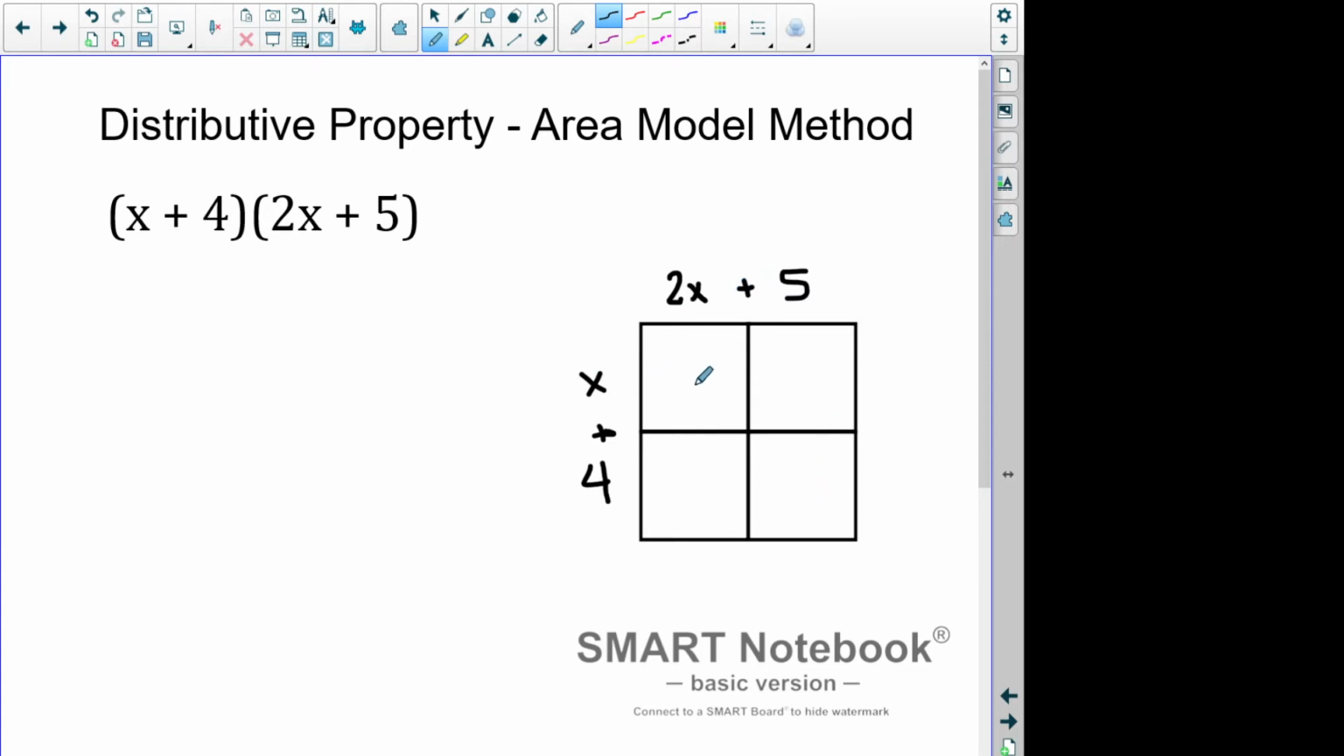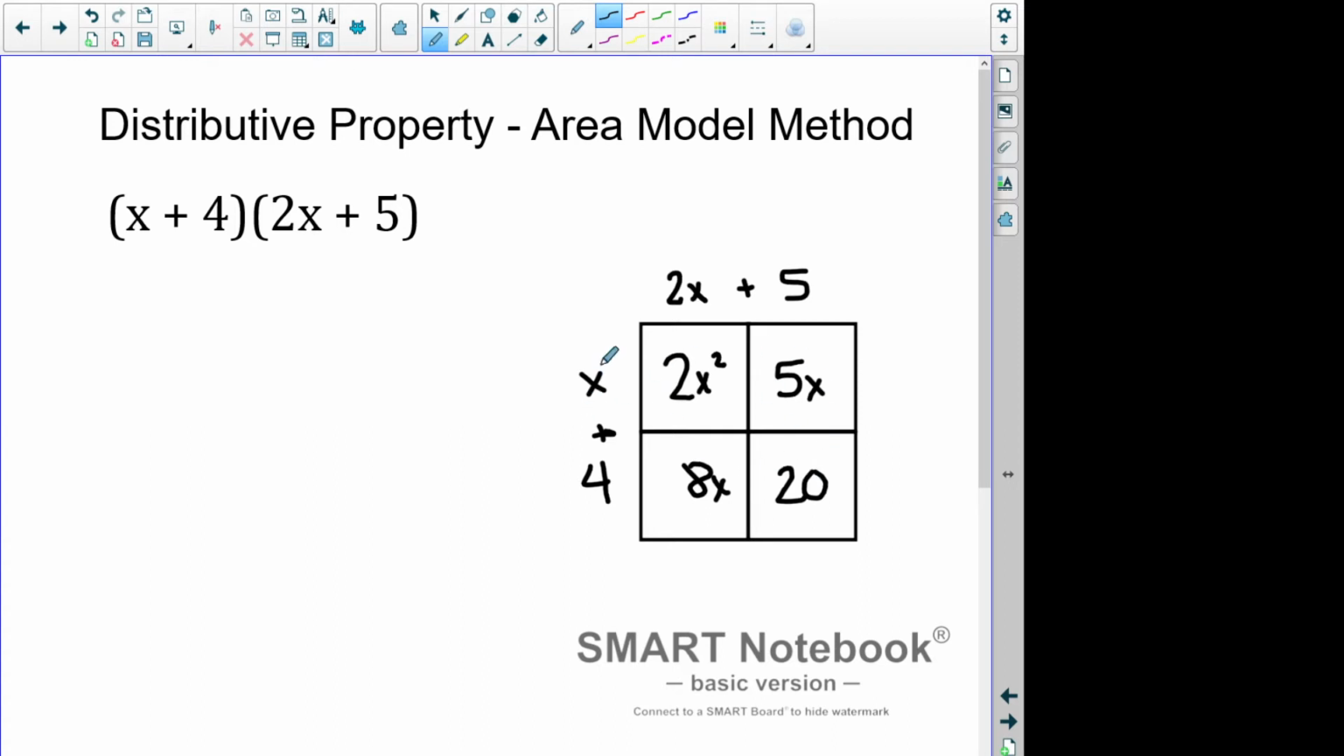But again, I'm just going to fill in this. This is kind of like a multiplication table, right? I'm taking x times 2x. So x times 2x gives me 2x squared. And then I have x times 5 gives me 5x. And then I have 2x times 4, that gives me 8x. And then 4 times 5 gives me 20.